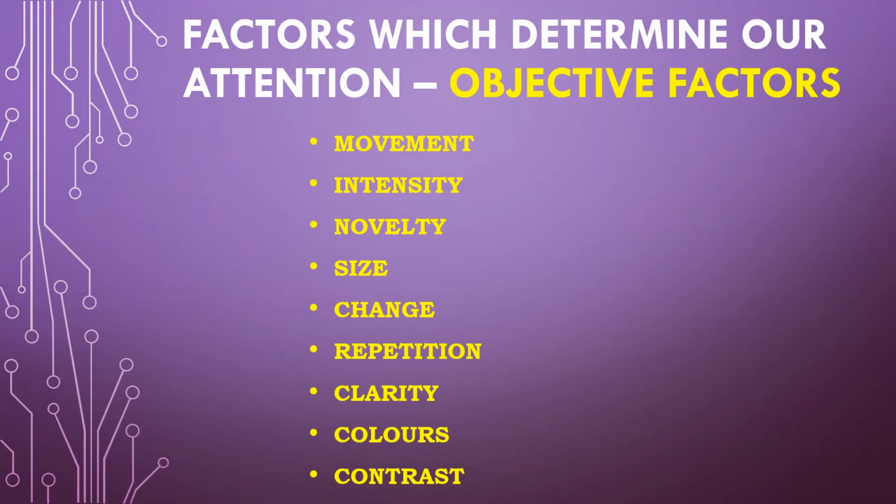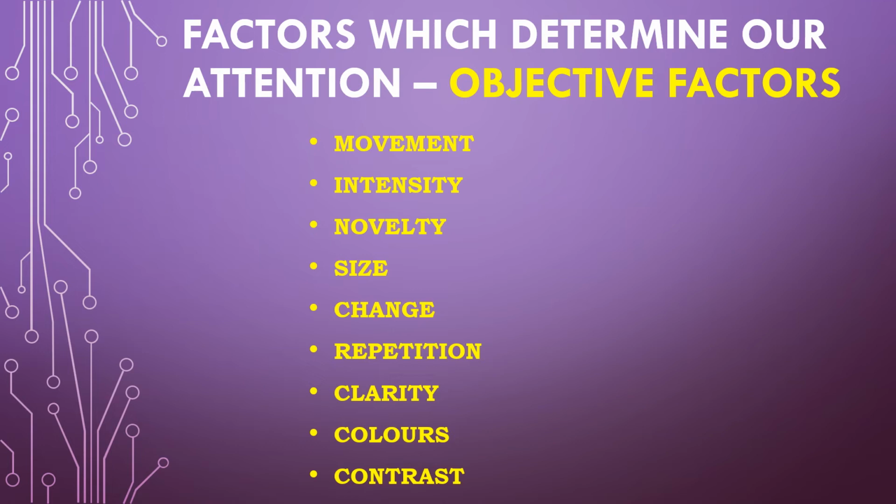Factors which determine our attention. There are objective and subjective factors. The objective factors are movement. A moving object draws our attention more easily than a stationary object. For example, any flickering lights or any moving vehicle, etc.